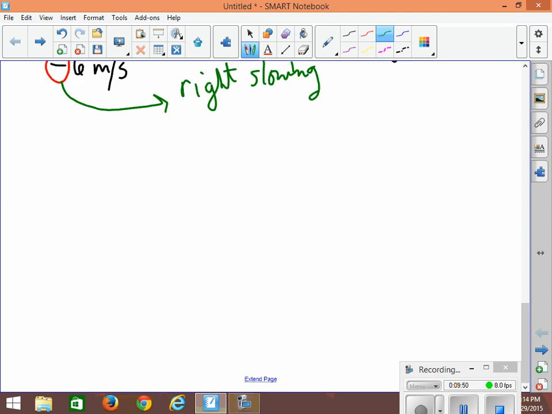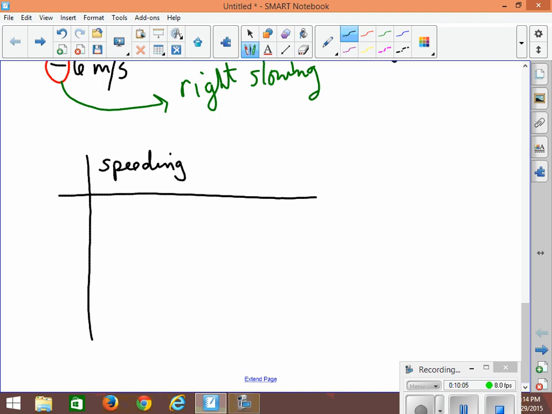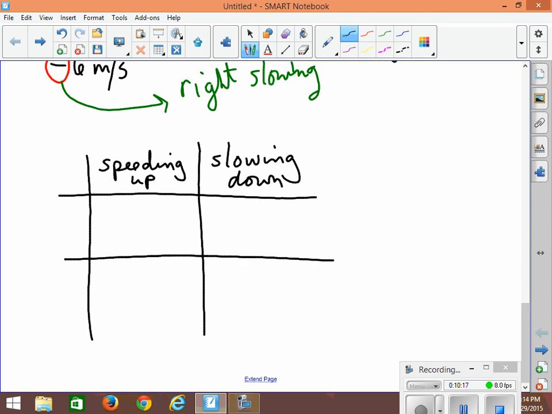And so, what I want to do is draw a little chart for you. On the little chart, you'll have 4 things. We're going to put speeding up on this part, and we'll put slowing down on this side. And then over here we'll make two more on the side. Here we'll put going to the right, and here we'll put going to the left.